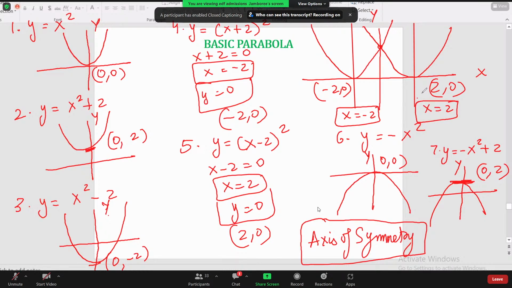So what you need to finally remember out here is that the axis of symmetry is a line which divides the parabola into two equal halves and always passes through the vertex of the parabola. So this is something in general you need to understand and know. So are we all clear about the storyline of the parabolas?